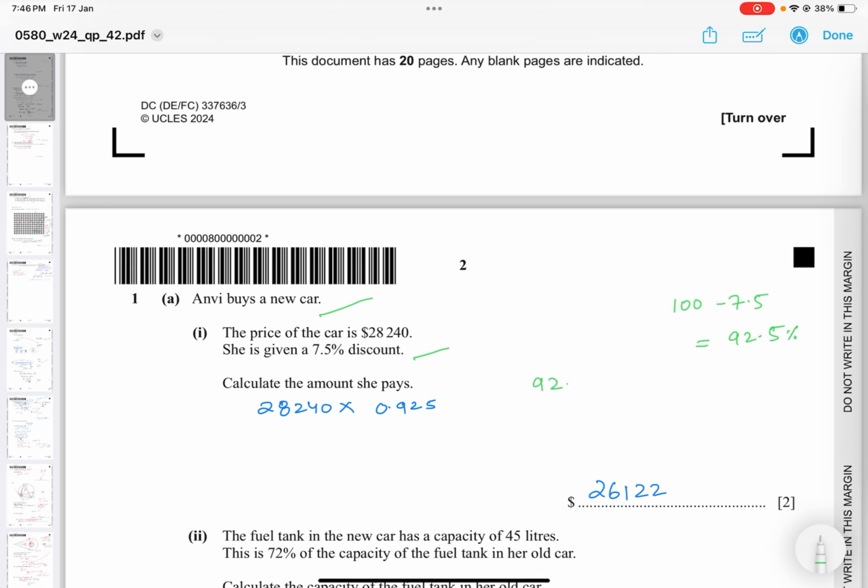So 92.5% of 28240. So 92.5% means we will divide 92.5 by 100 times 28240. We can directly write this one. Instead of writing these steps, we can directly write it as, if we divide 92.5 by 100, it is 0.925. Just multiply them and you will get your answer.